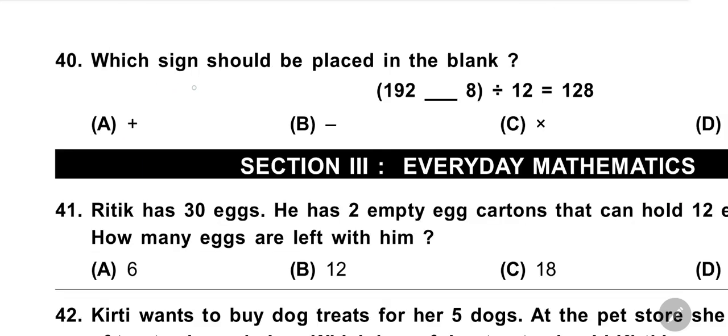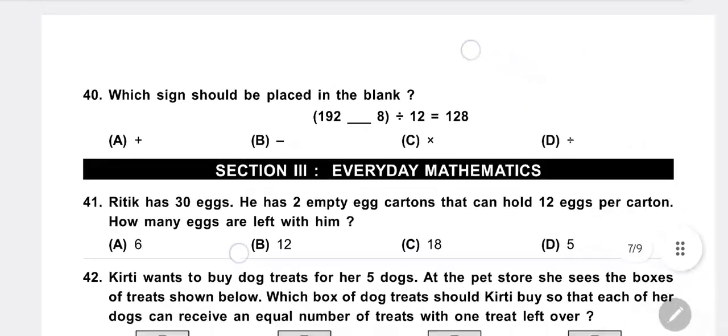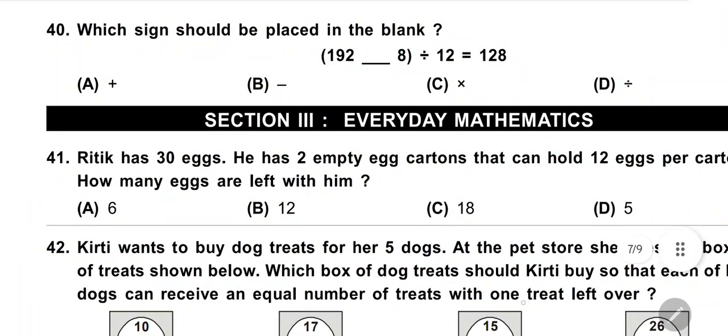In this question, which sign should be placed in the blank? There are given plus, minus, multiplication, and division. So 192, we need to suppose that we write minus here. Whatever number we have here is around 200, suppose we just use plus. So 200 divided by 12, we never get 1 through it, so this is not our answer.